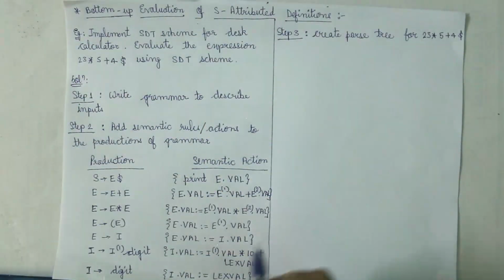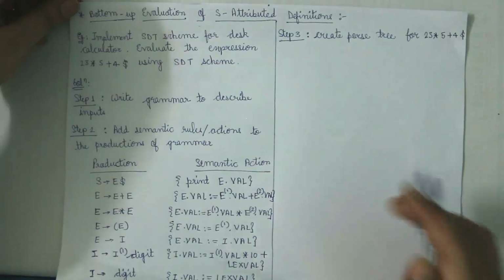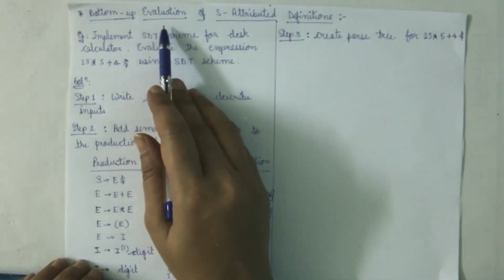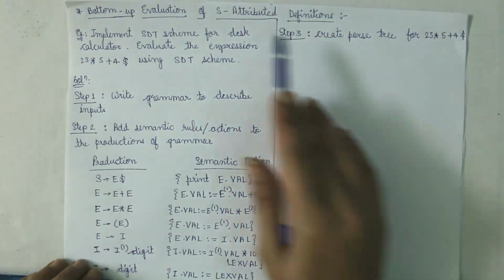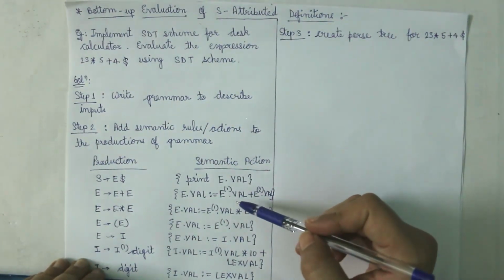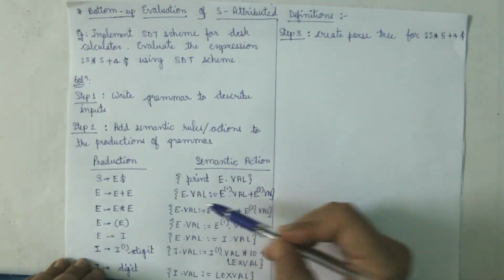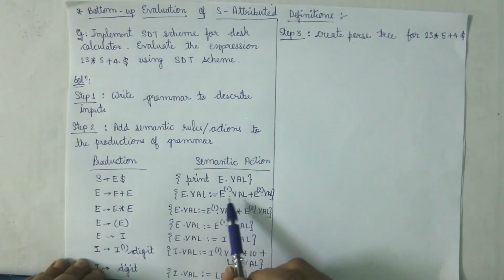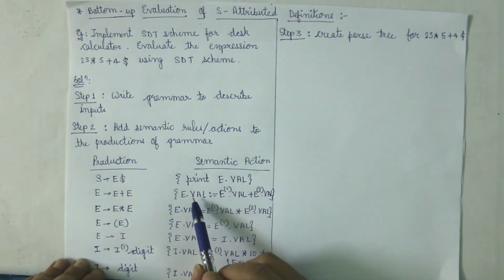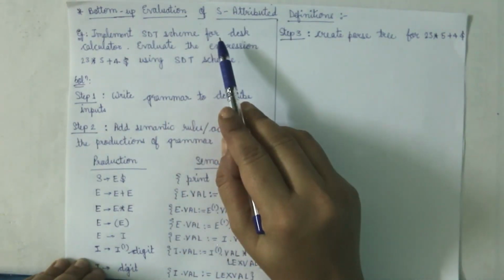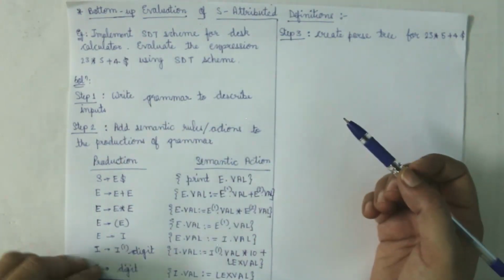Hello everyone, in this video we are going to see how to evaluate S-attributed definitions in bottom-up fashion. S-attributed definitions are those in which every parent node depends on the child node, or RHS values are used to evaluate the LHS of the expression. To understand the evaluation method, let's take an example.